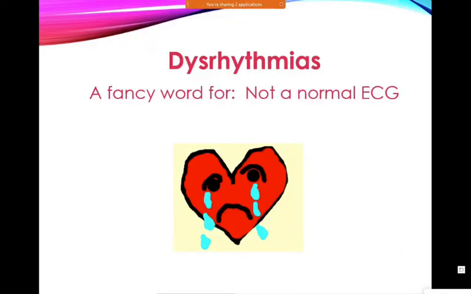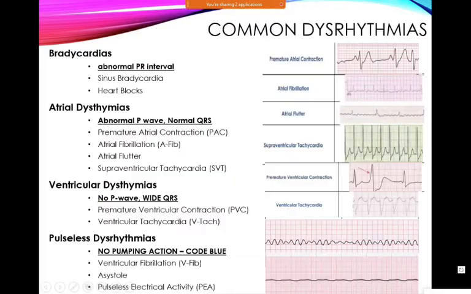All right, so dysrhythmias. Let's talk about abnormal rhythms. I am going to split these up for you into 4 different categories because of the treatment. You will see I make a table for each one: bradycardias, atrial rhythms, ventricle rhythms, and pulseless rhythms. We're going to make a table of how to recognize them, how to monitor them, how to treat them, and how to teach about them.